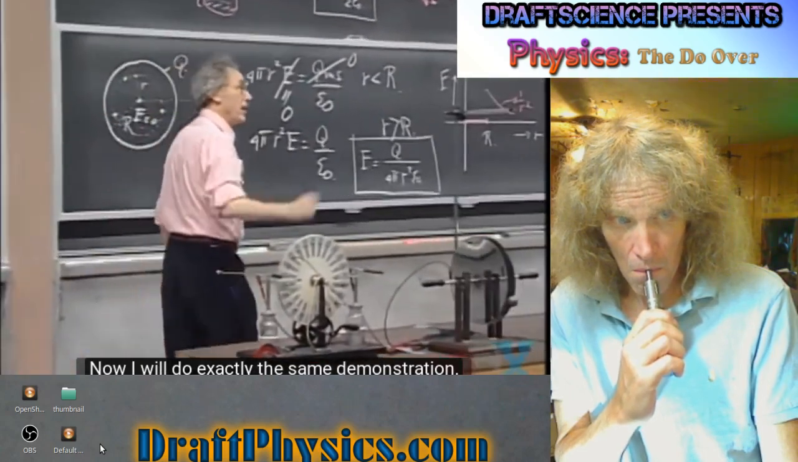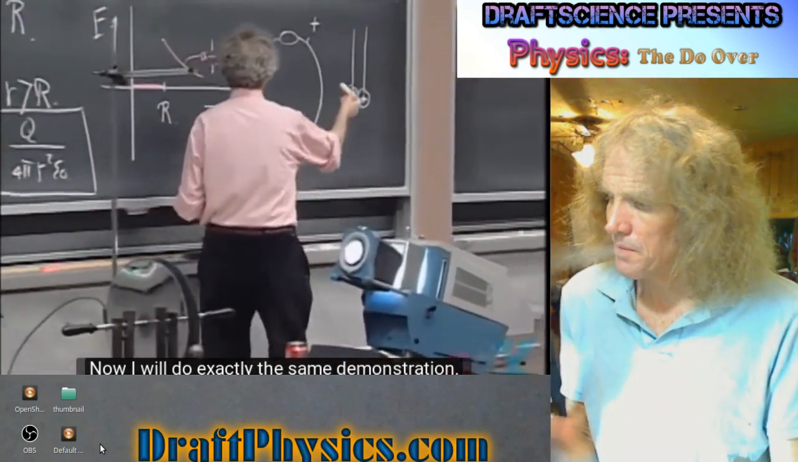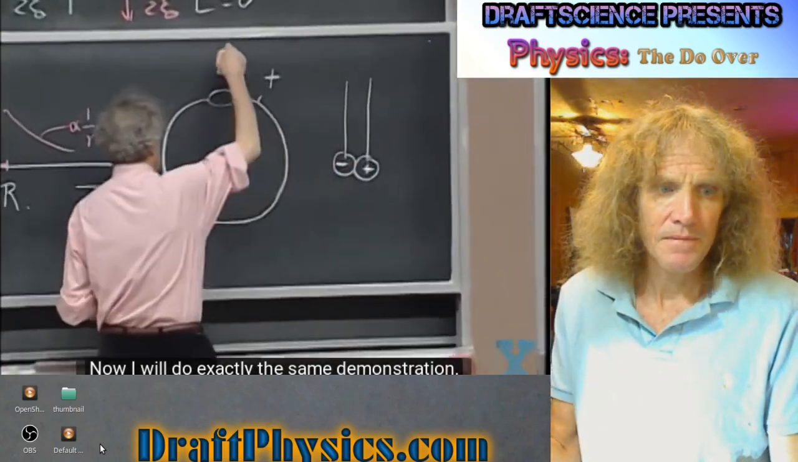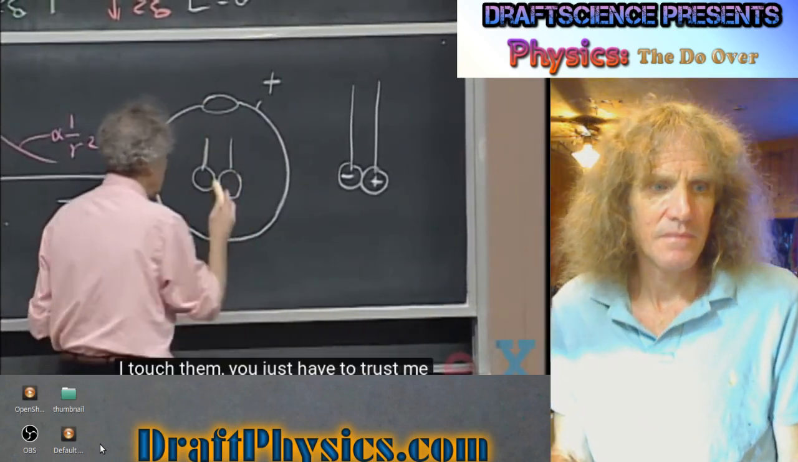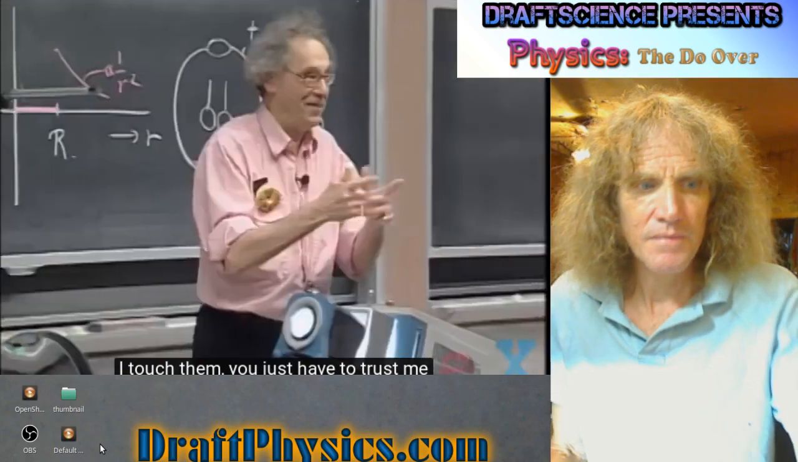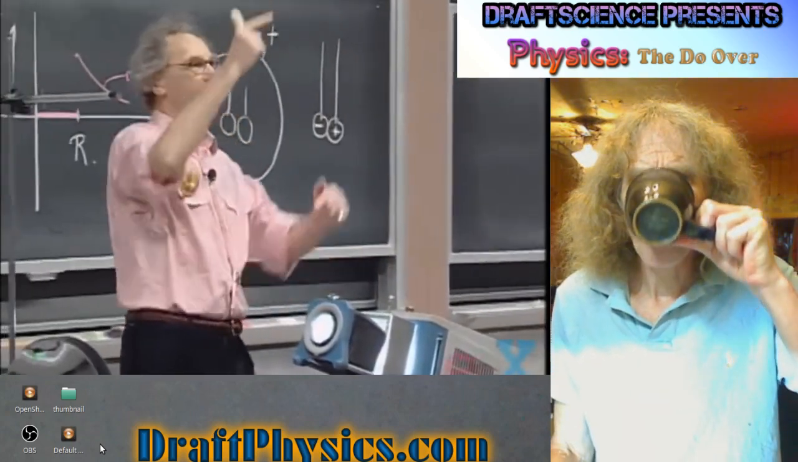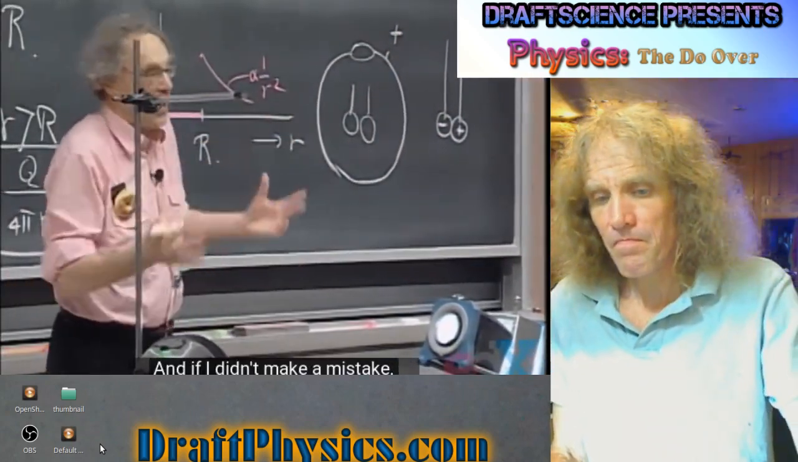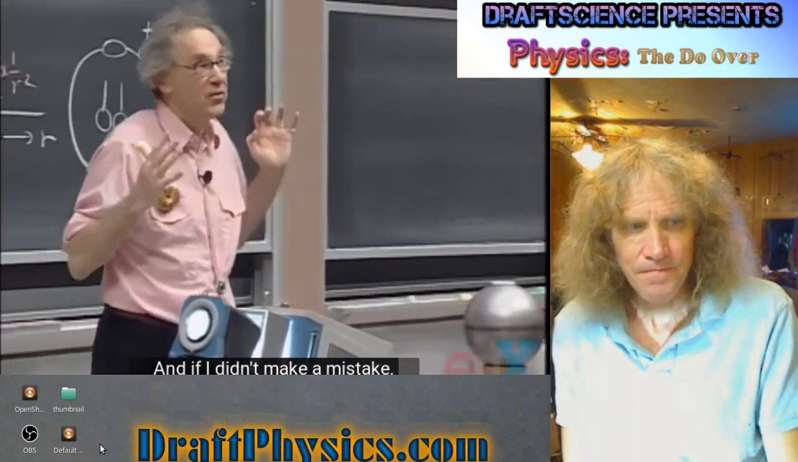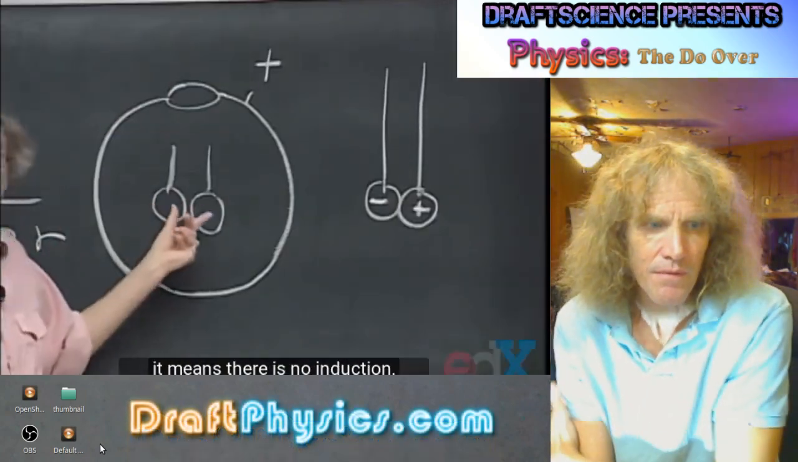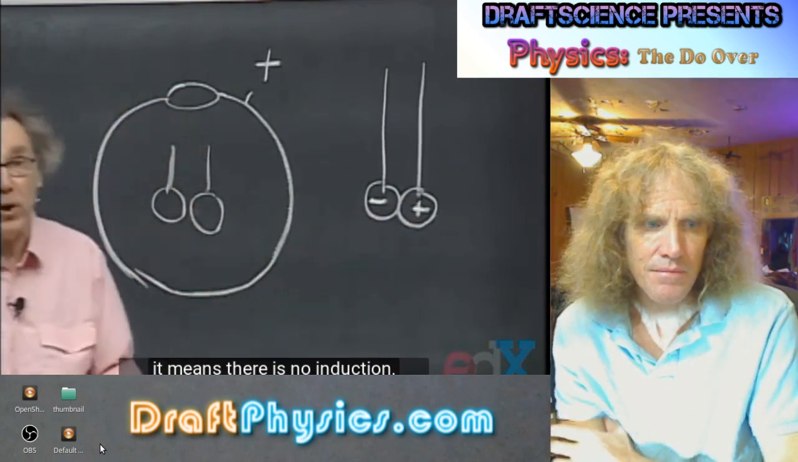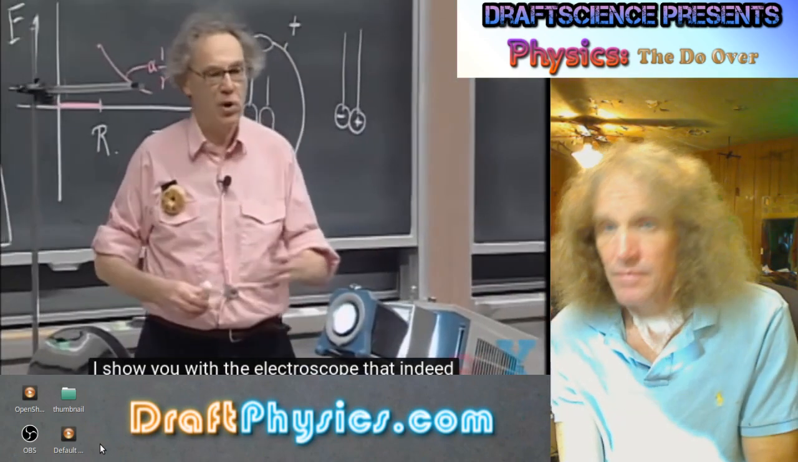Now I will do exactly the same demonstration, but now I put these two conducting balls inside. So here they are. I touch them. You just have to trust me that I really will touch them. And then I will take them out. And if I didn't make a mistake, if I didn't touch the rim by accident, then I will show you that there is no electric field inside. It means there is no induction. So these balls did not pick up charge. I'll show you with the electroscope.